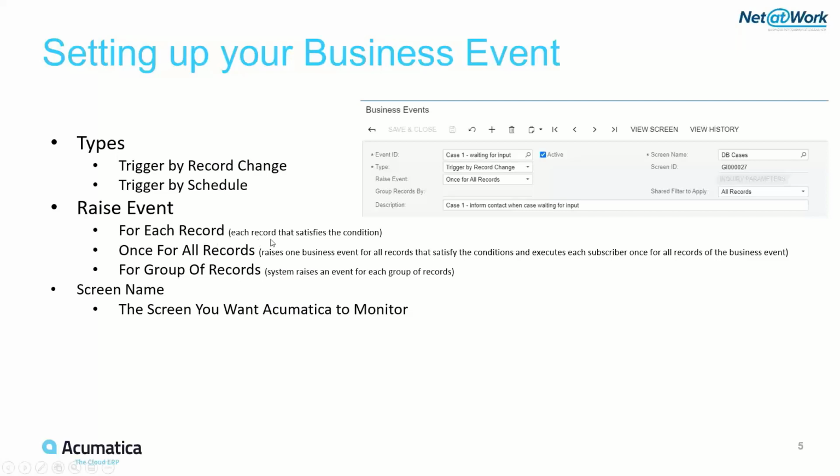For each record, which is each record that satisfies the condition. Once for all records is one business event for all records that satisfy a condition and executes each subscriber once for all of the business events.